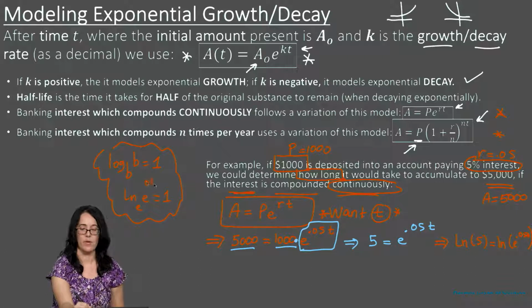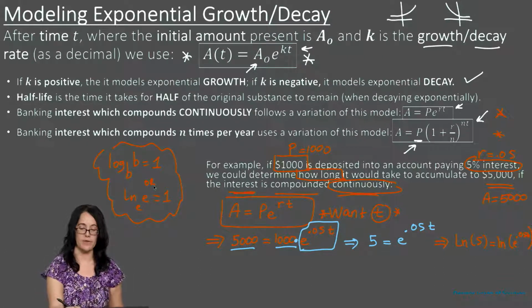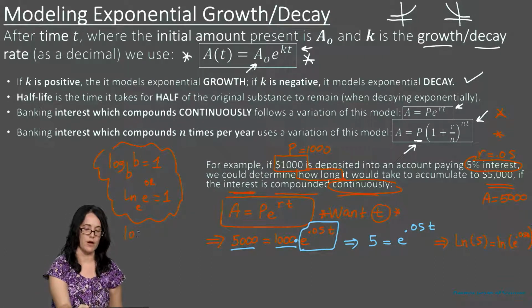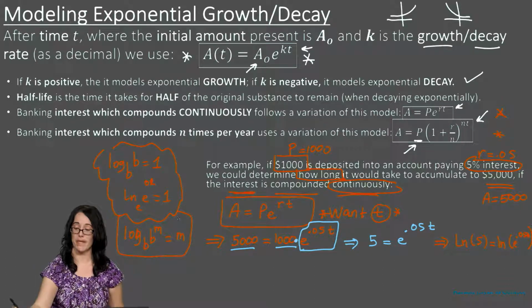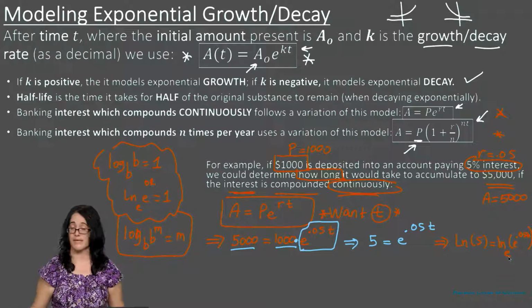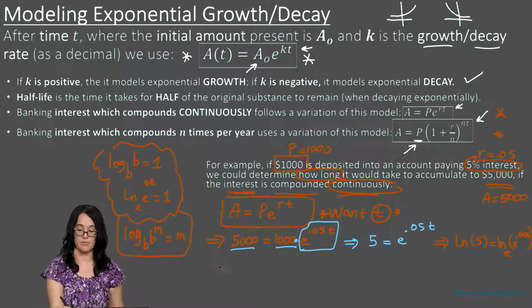Okay? Or you could also remember that if you have a log whose base is b and whose argument is b to some power m, isn't it just the power? And that saves you a lot more time, because in this situation, that's what we have here. We have a log whose base is e, whose argument is e to the 0.05t, which means we just have the power there. So this is really quite nice. What we have now on the left is natural log of 5, and on the right is just 0.05t.